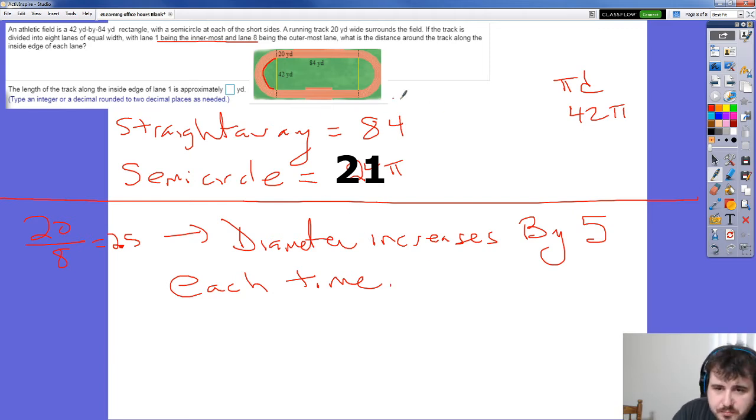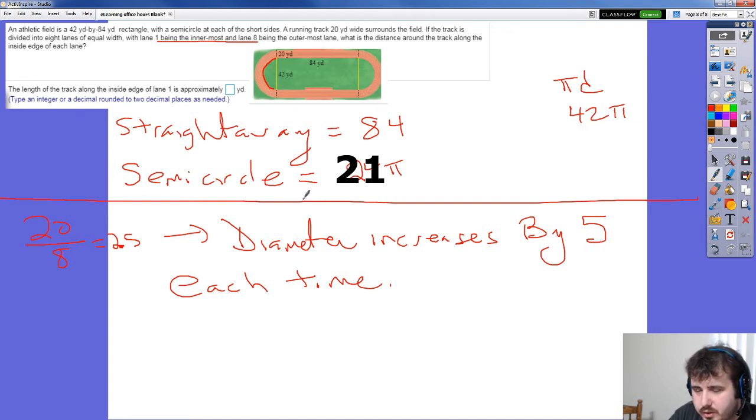So this part, the 84 yards, as you go through the 84 semicircle, the 84 is not going to change. The only thing that's going to change each time is the length of this semicircle. You're going to do pi d, but now instead of it being 42 pi, it's going to be 5 bigger.